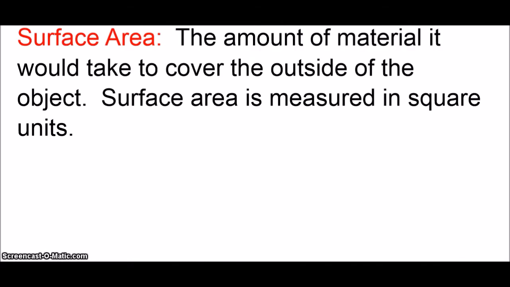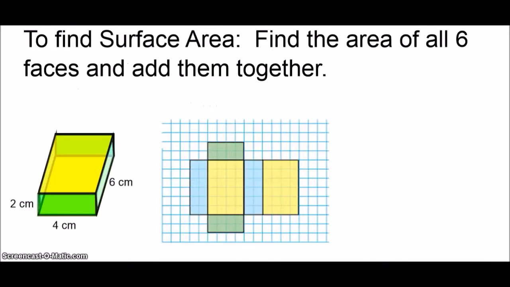We will begin with a general definition of surface area. Surface area is the amount of material that it would take to cover the outside of an object. Surface area is always measured in square units. To help illustrate this, we'll begin by looking at the surface area of a rectangular prism.